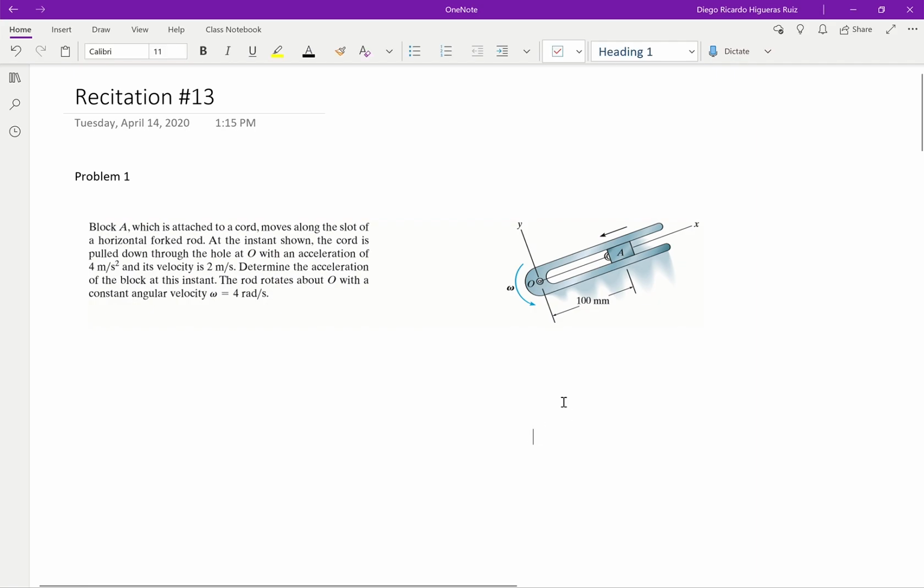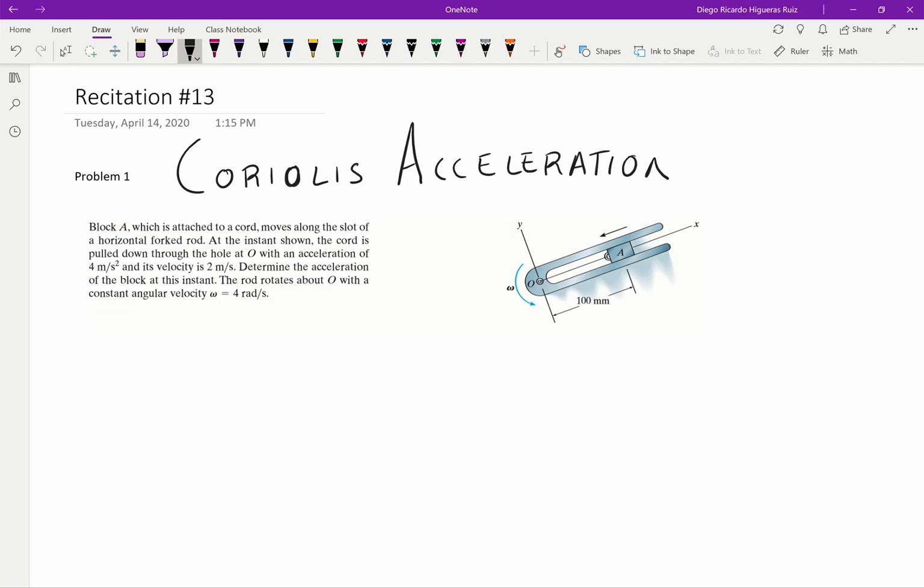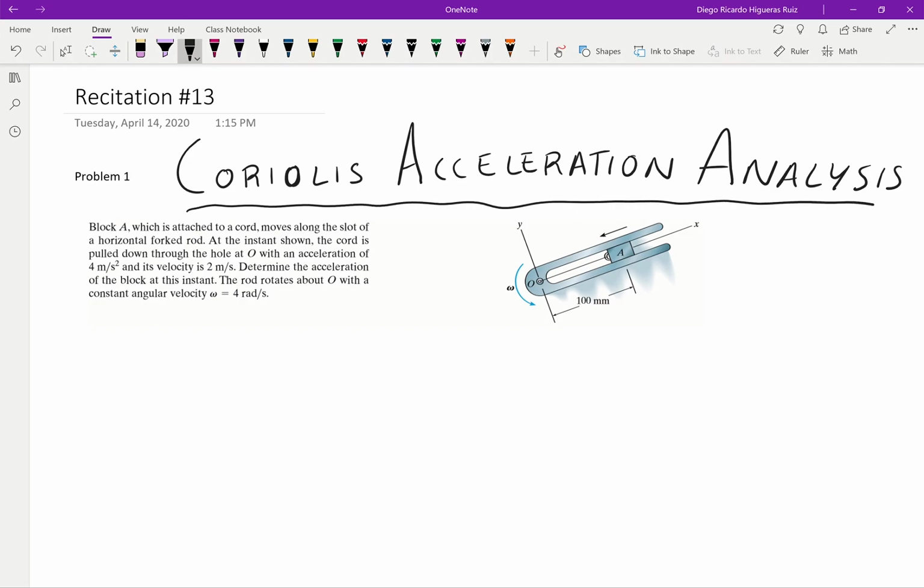This week we are gonna be doing Coriolis acceleration analysis, so I'm just gonna write that down. There we go. We're gonna do 3 problems, and we're just gonna be talking about this new type of acceleration that we need to take into account for our kinematic problems.